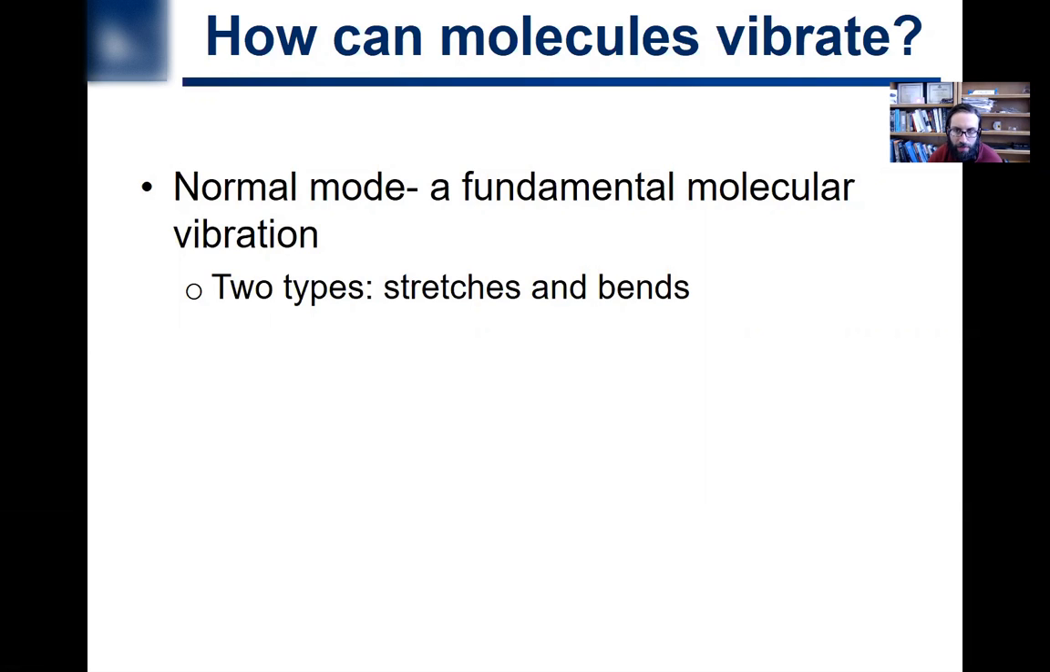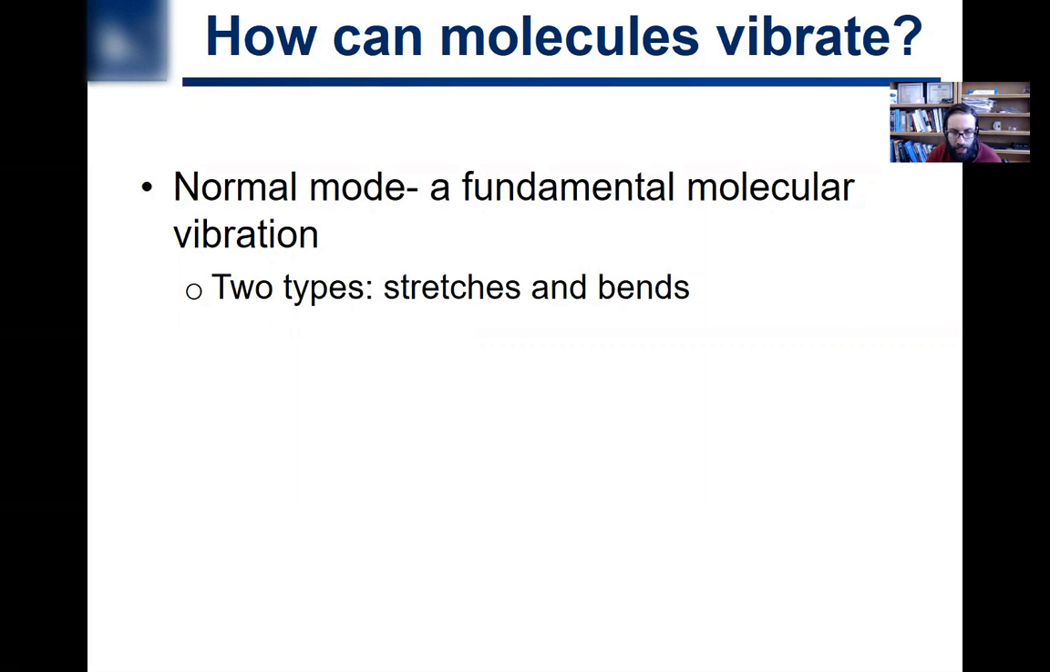I'll define what that means in a little bit, but there are only two types of normal modes, only two fundamental ways that a molecule can vibrate. Molecules can stretch and they can bend. And what does that mean? Bend means there's a change in the bond angle, one or more bond angles. Stretch means there's a change in bond length. So fundamentally, everything comes down to only stretches and bends.